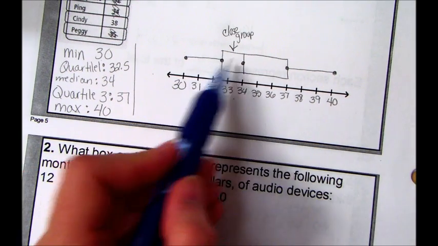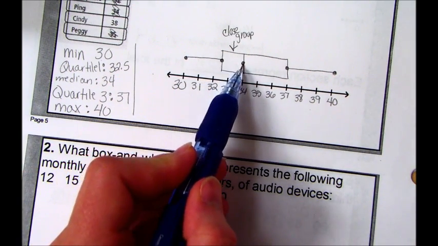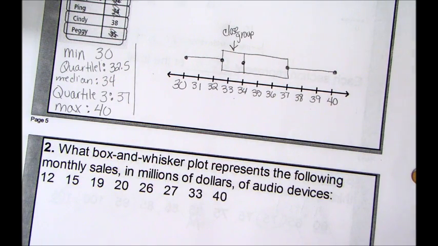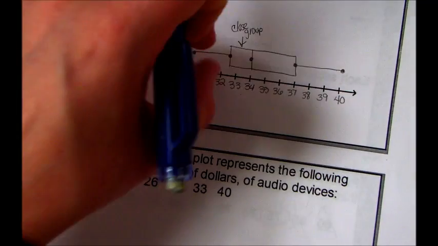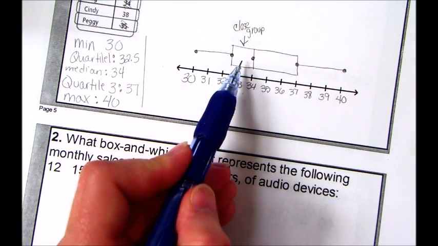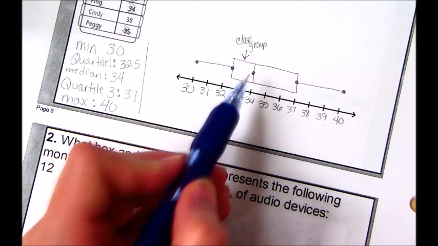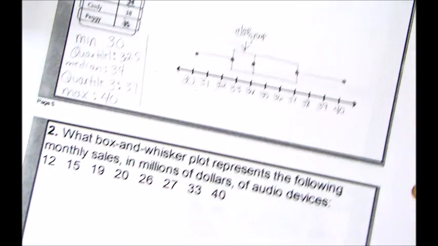So 25% of them finished between 32 and a half and 34. 25% fit in here, and 25% fit in there. So if you could line the people up, you would put 25% of people here, 25% of people here, 25% of people here, and 25% of people there. And there would be the middle person right there at 34.